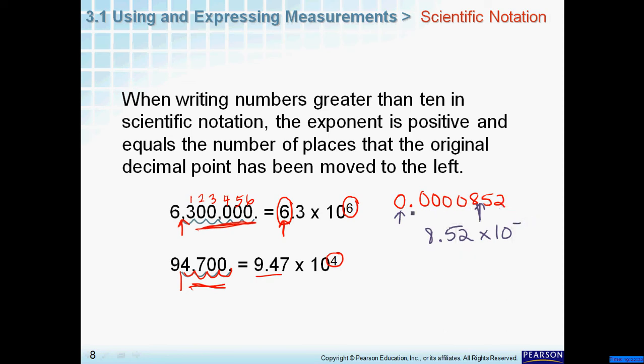How many spaces did I move the decimal? 1, 2, 3, 4, 5 spaces. So it's a negative 5.